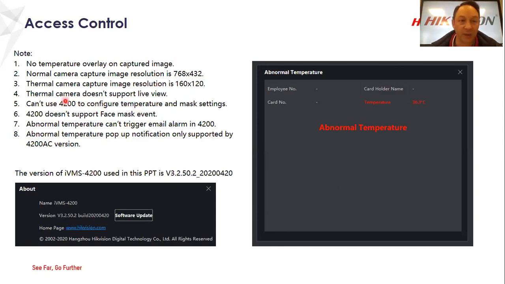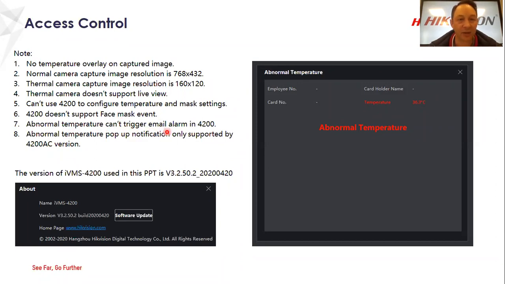You cannot use 4200 to configure the temperature and mask settings. For this you need to log into the device to do it, either on the local interface of the terminal, on the local screen of it, or into its web interface. But you cannot do this from the 4200. Similar to what we had with the thermal camera into the DeepinMind NVR into HikCentral, you still had to log into the thermal camera to do the configuration settings for that. Okay, and 4200 does not support face mask events, right? So just take note of that.